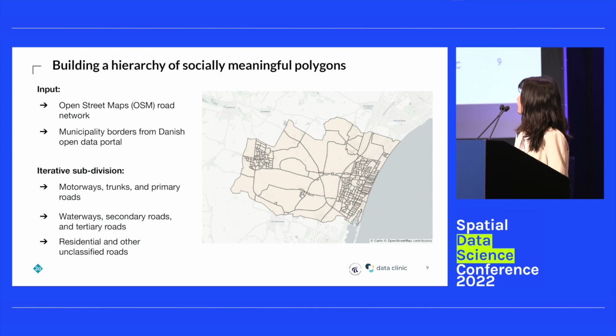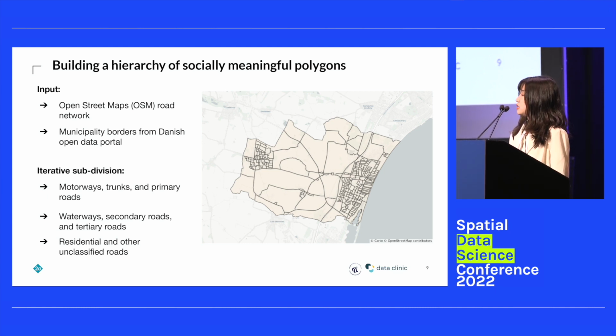The input data here are all open source data. One is the road network from OpenStreetMap, and we also use the municipality borders from the Danish Open Data Portal. In the image here, you can see one of the municipalities in Denmark, and there are different levels of road network represented by different thicknesses.